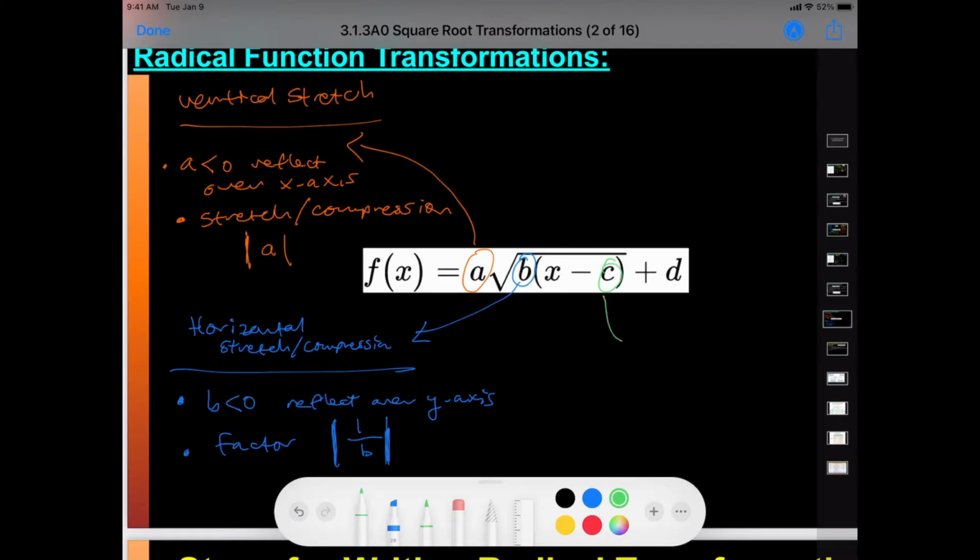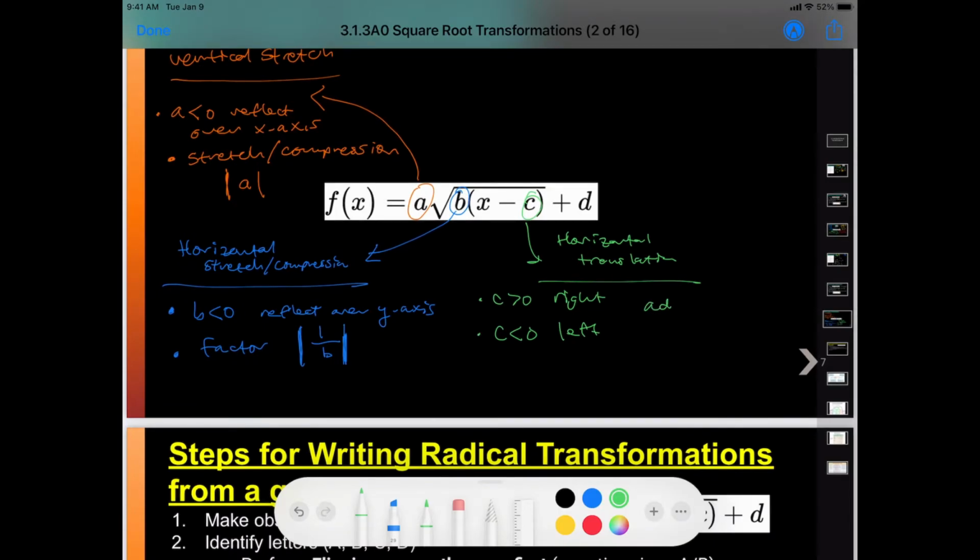All right, let's do the c value. This is our horizontal translation. And if this value is greater than 0, it's going to go towards the right. And if c is less than 0, you actually go to the left. And remember my silly phrase, add to x, go west or left.